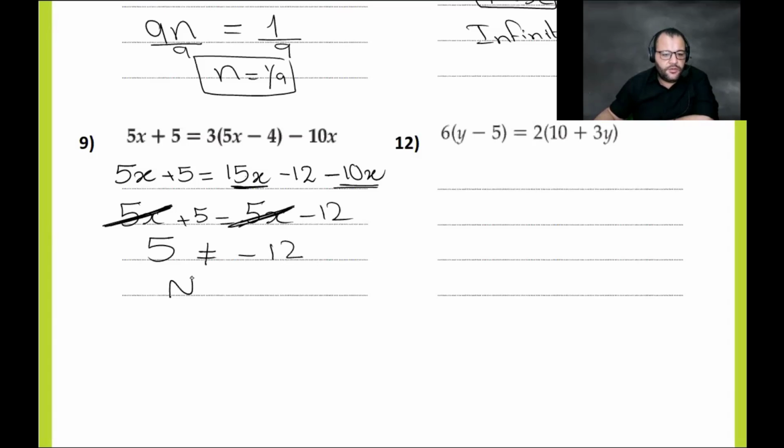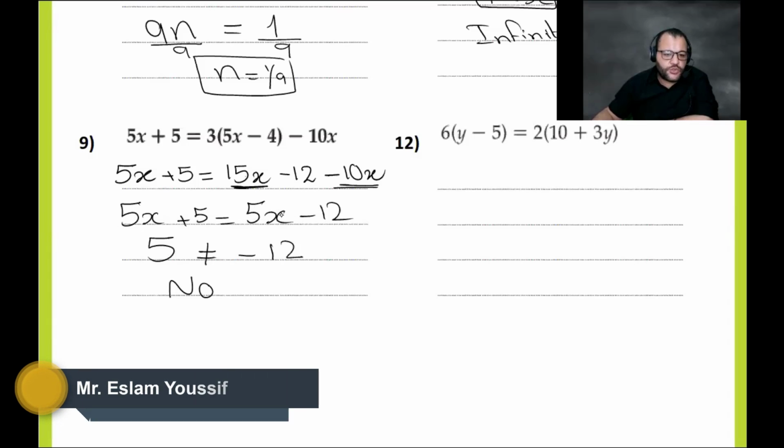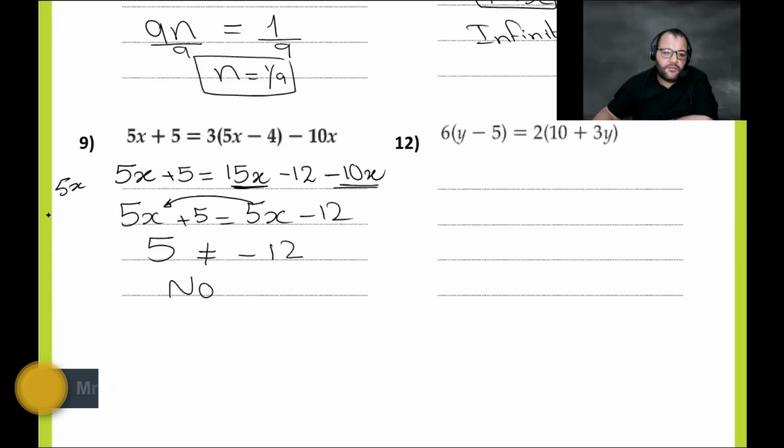We cut 5x and 5x. Because if you shift the 5x to the other side, this one was positive. If you shift it to the other side, it will be negative. So 5x minus 5x equals 0. You know now why we remove them? Switch the 5 to the minus 12.